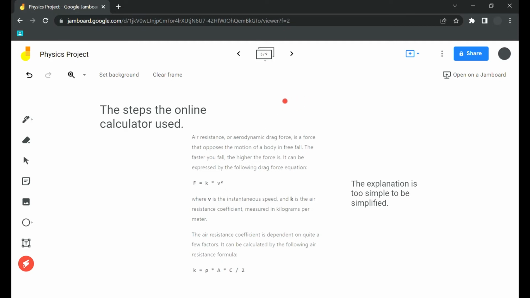Air resistance, or aerodynamic drag force, is a force that opposes the motion of a body in free fall. The faster you fall, the higher the force is. It can be expressed by the drag force equation: F equals K multiplied by V to the power of 2, where V is the instantaneous speed and K is the air resistance coefficient, measured in kilograms per meter. The air resistance coefficient depends on quite a few factors. It can be calculated by the air resistance formula: K equals P multiplied by A multiplied by C divided by 2.